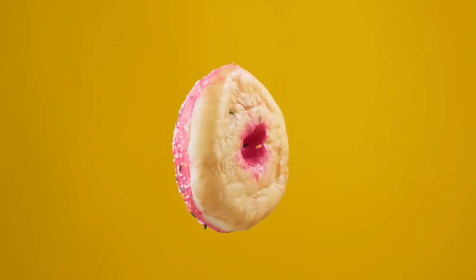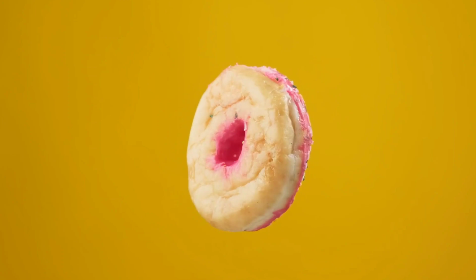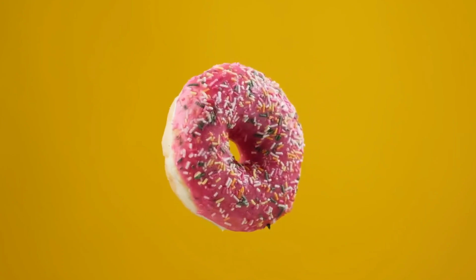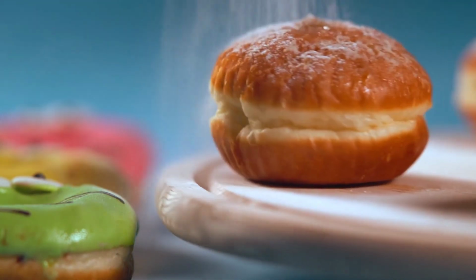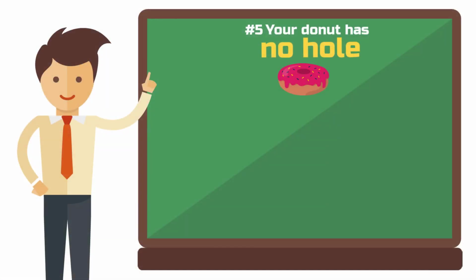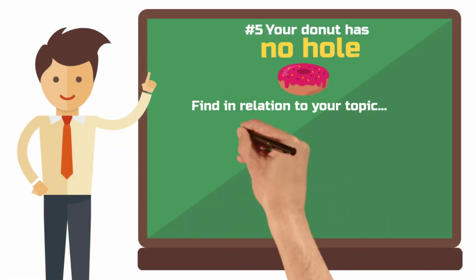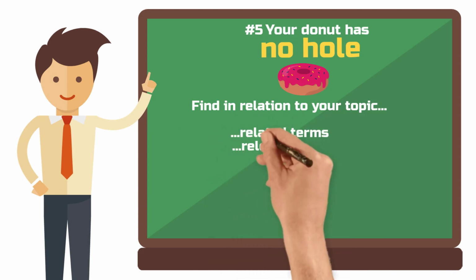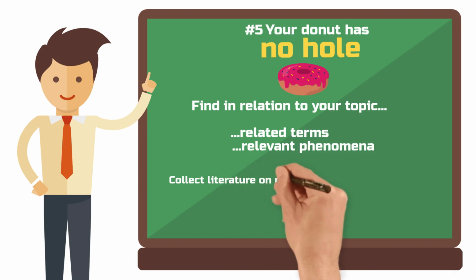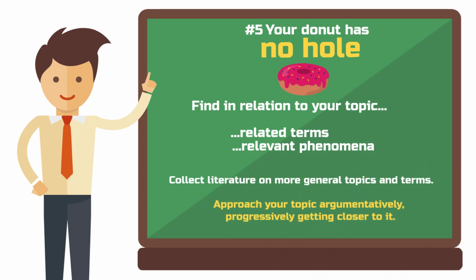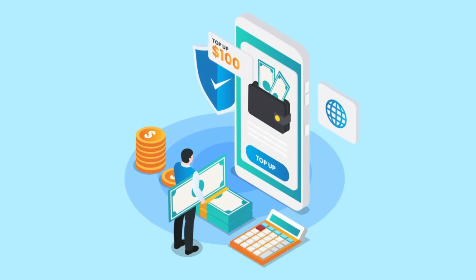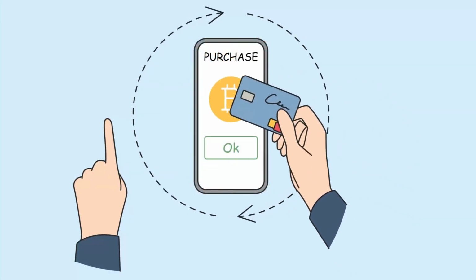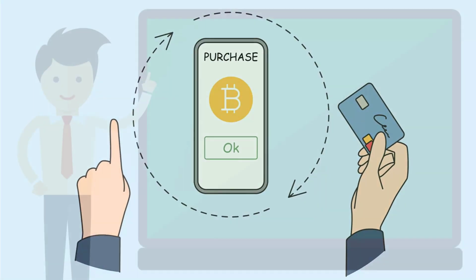Let's assume you've convinced me and your topic is indeed so new that there's little research on it, even under other terms. What you can do then is not look for the hole in the middle, but for the surrounding dough. What are the terms and phenomena that are closely related to your new topic? Work your way through the databases, gathering literature on somewhat broader topics and terms, and approach the donut's hole with your argument. For universal wallets, you could start with the topic of digital wallets, explain what crypto wallets are, and from there move on to explain universal wallets.